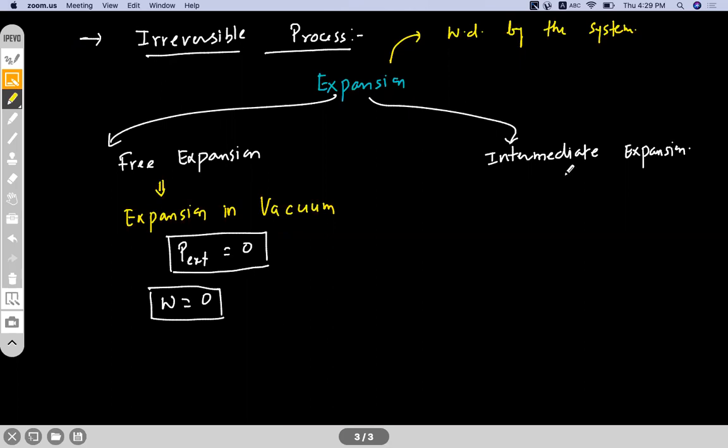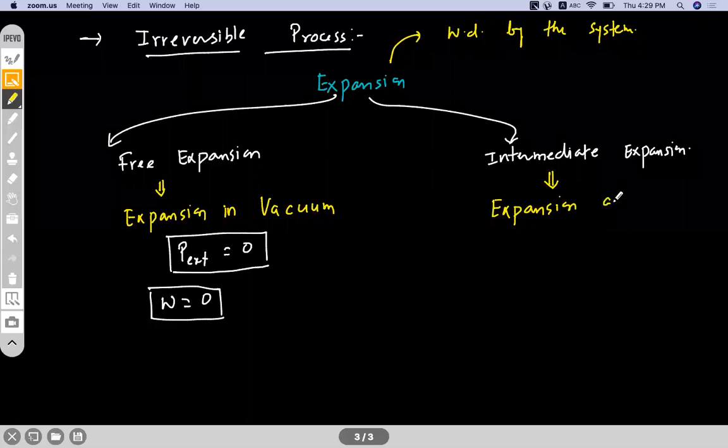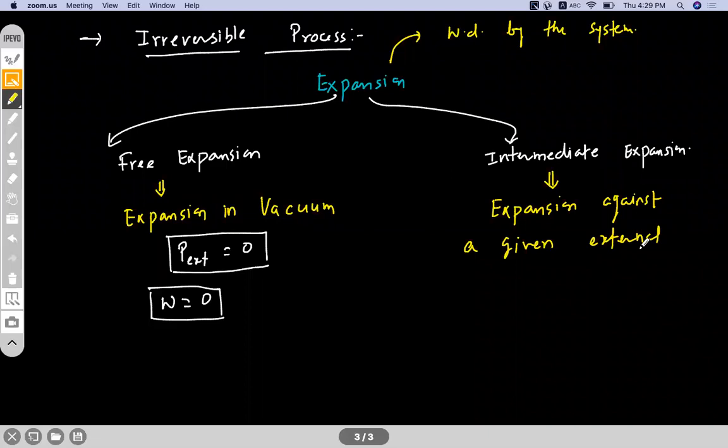So intermediate expansion is expansion against a given external pressure. A given external pressure, whatever it is, 5 atmospheric, 10 atmospheric, whatever it is, a given external pressure, we have expansion. Correct? This is intermediate expansion. It's a normal case that we have.